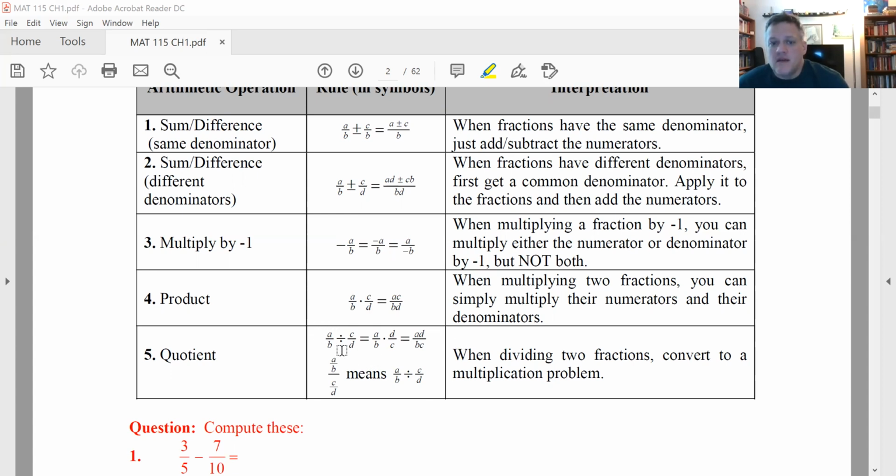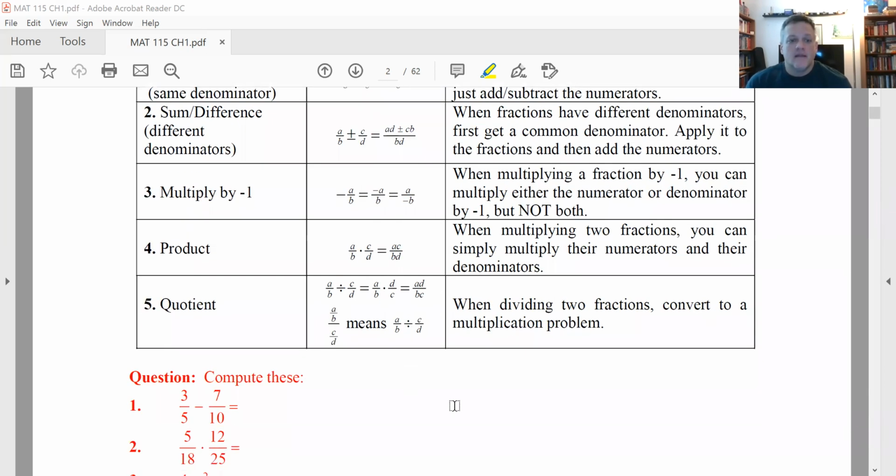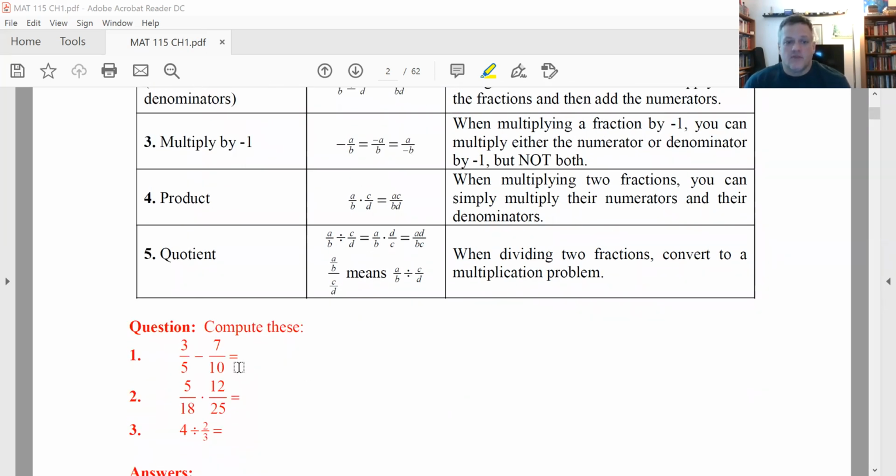Sometimes you'll also see a quotient written in what's called complex fraction form, literally one fraction over another. It looks worse, but it really is simply a different way of writing that, right? So if that's confusing to you when you encounter it, just write it like this and proceed. All right, so go ahead and try these problems, a subtraction, product, and division problem, and see what you get.